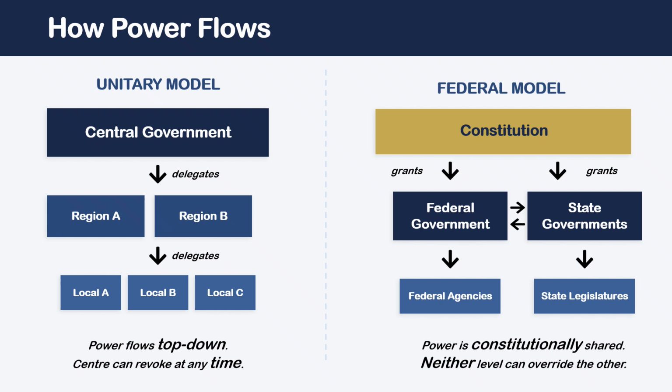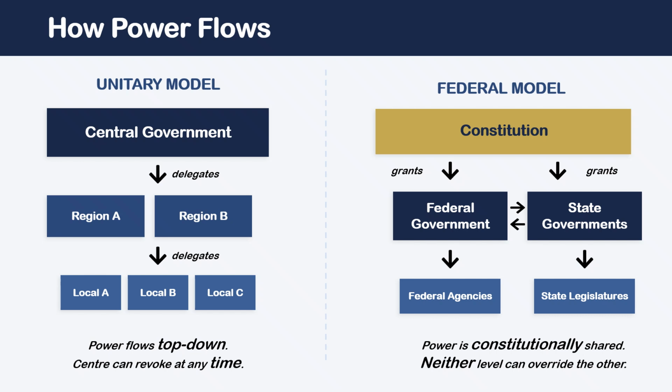Let us see how power flows in a unitary state and in a federal state. In a unitary state, a single central government delegates power to the regional governments, who in turn delegate power to the local governments. So power in a unitary state flows from top to bottom. The central government can revoke the power delegated by it at any point of time.